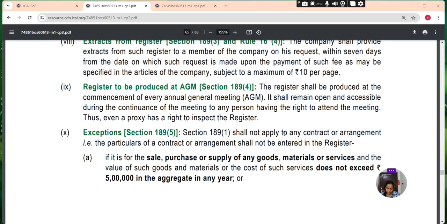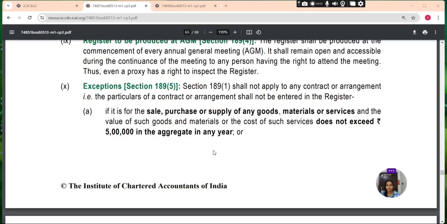The register shall be produced at the commencement of every annual general meeting. It shall remain open and accessible during the continuance of the meeting to any person having the right to attend the meeting. Thus, even a proxy has the right to inspect the register. Proxy भी inspect कर सकता है, मतलब उसके पास right है to inspect the register.